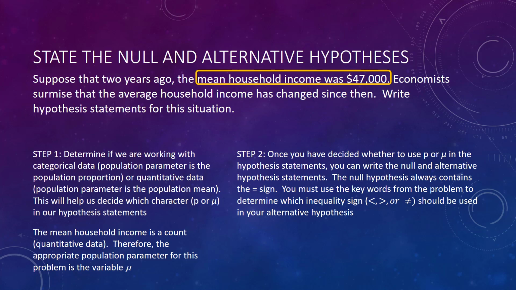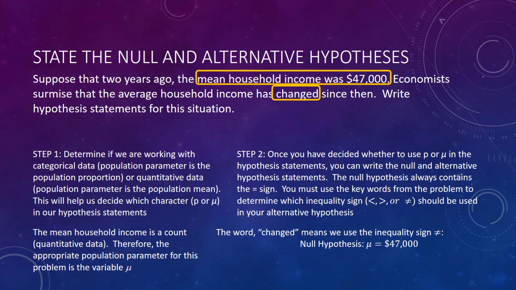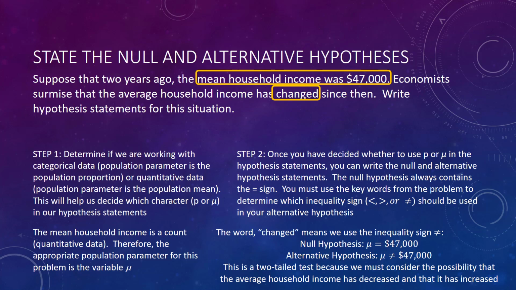Now that we've decided to use mu, we can write the null and alternative hypothesis statements. Remember, the null hypothesis always contains the equal sign. We then have to use the keywords from the problem to determine which inequality sign should be used in the alternative hypothesis. The word changed means we use the inequality sign not equal to. So the null hypothesis is that mu equals $47,000, and the alternative hypothesis is that mu is not equal to $47,000. This is a two-tailed test because we must consider the possibility that the average household income has decreased and that it has increased. We have to consider both possibilities, so that's what makes this a two-tailed test.